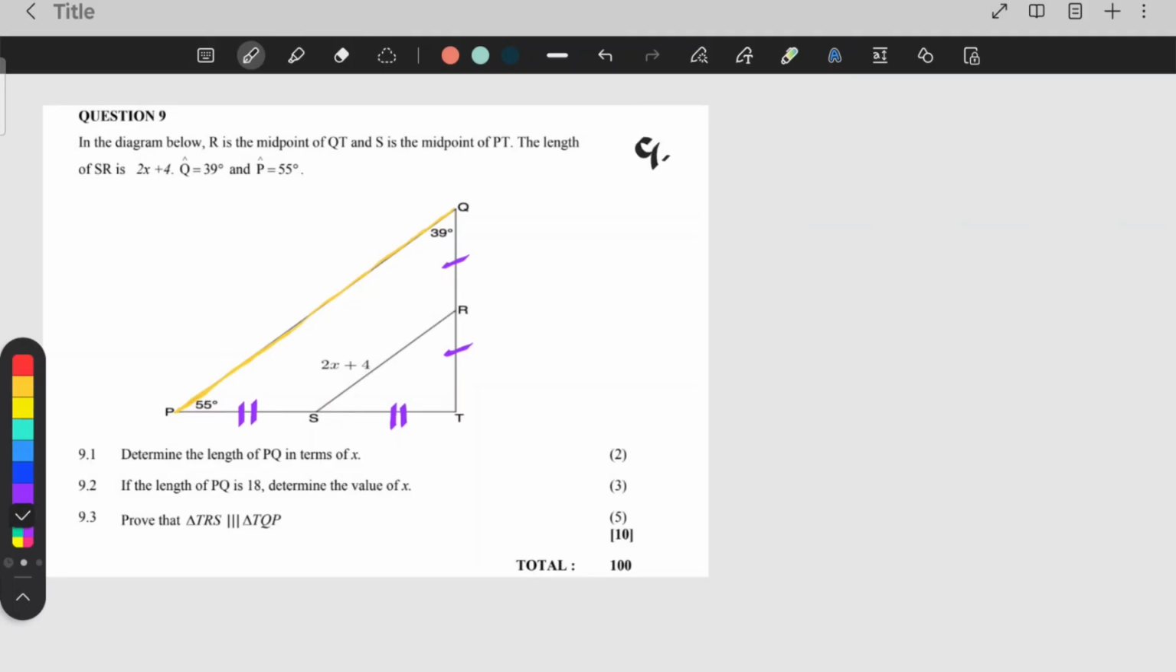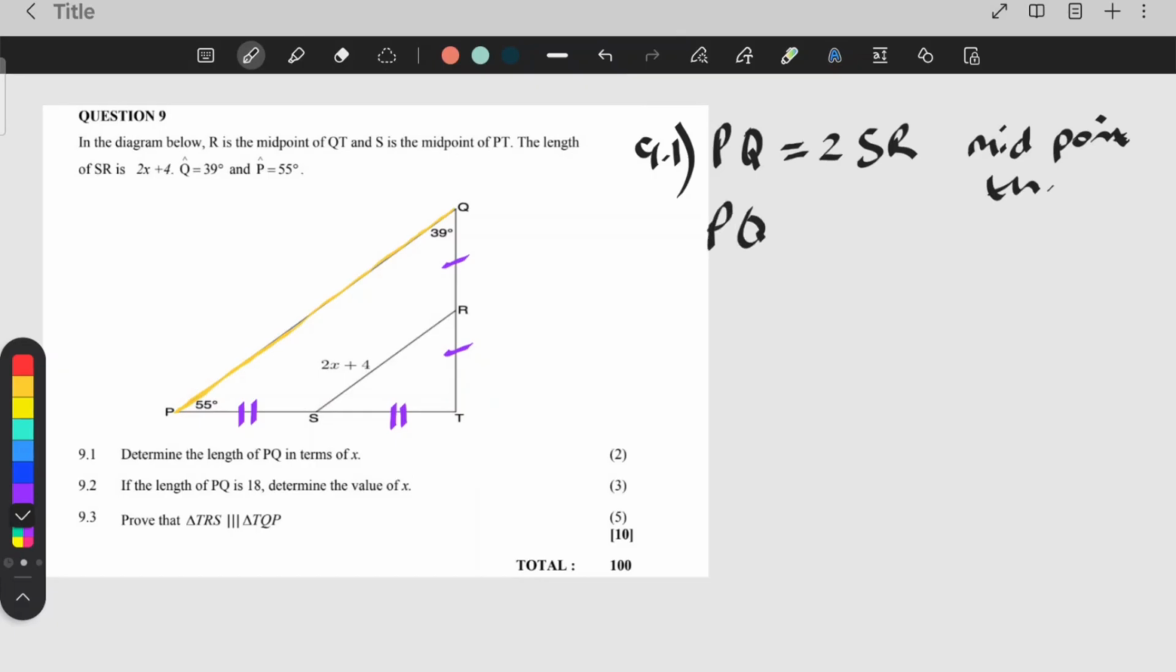So let's write that down, 9.1. I'm just going to say PQ is double, so 2 times SR. Why? Because of the midpoint theorem. Then PQ is 2 times (2x plus 4). And then I'm just going to remove the brackets. I get 4x plus 8. And there you have the length of PQ in terms of x. There's an x in the answer. And that's how you do that question.